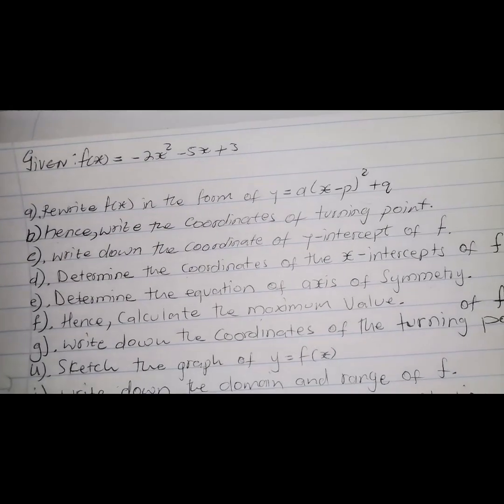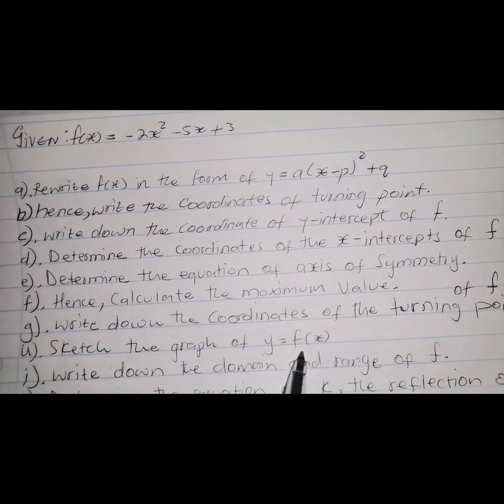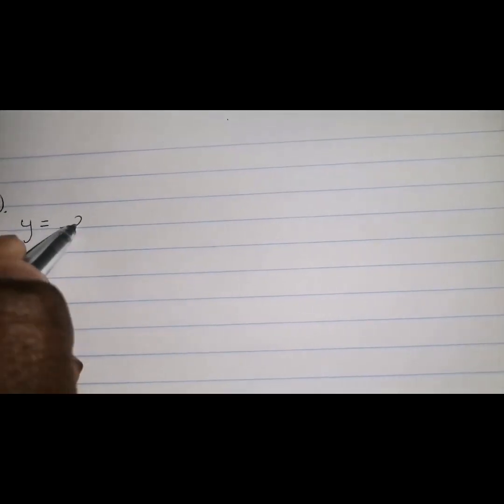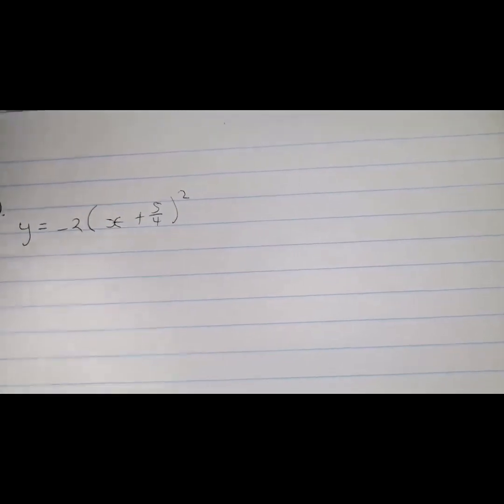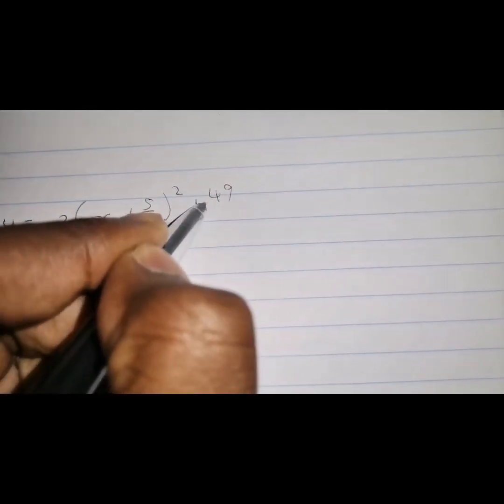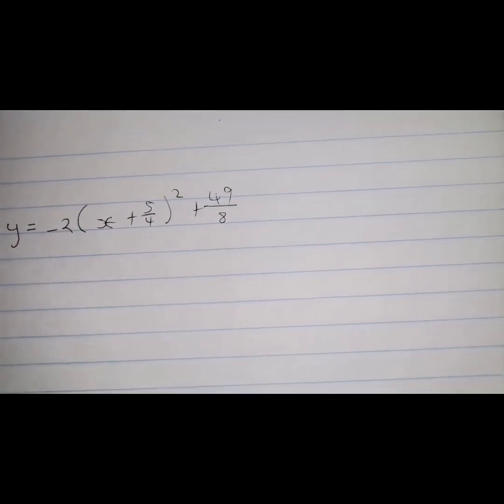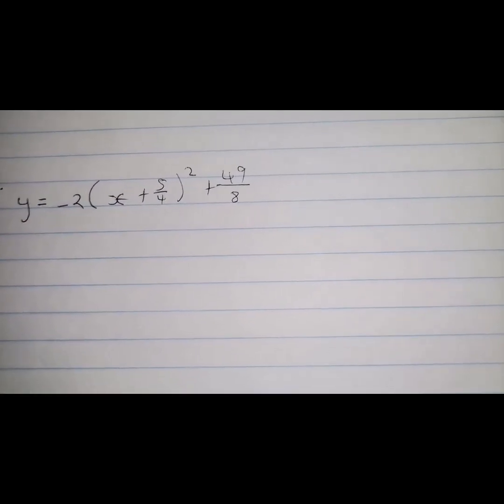Then number H. For H, the question says sketch the graph of y equals f(x). Simple. You must sketch the graph of y equals f(x). Let me write that function. What is the equation of that function? It is y equals negative 2 times (x plus 5 over 4) squared plus 49 over 8. Using that quadratic is not a problem.